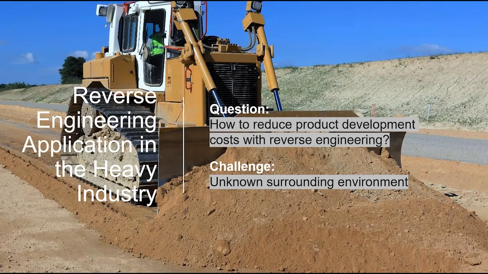Let's look at our second example, a reverse engineering application in the heavy industry. Now the question we are answering here is how to reduce product development costs with reverse engineering. And let's take the example of a bulldozer where an attachment such as a side boom has to be designed and installed. The main challenge here is not only to take a few measurements on where the attachment will be fixed, but it's to get all the surrounding information to prevent any interference with the attachment, especially with moving parts such as side booms. Without the CAD file available, the surrounding environment is unknown.